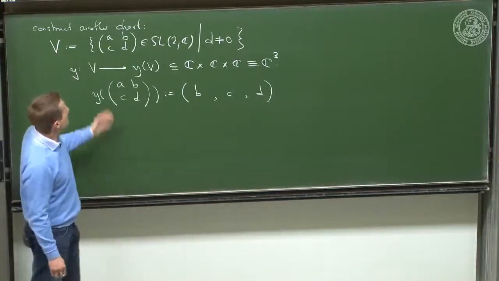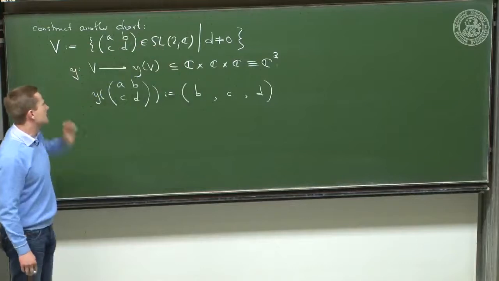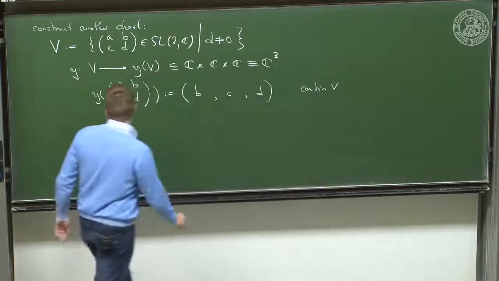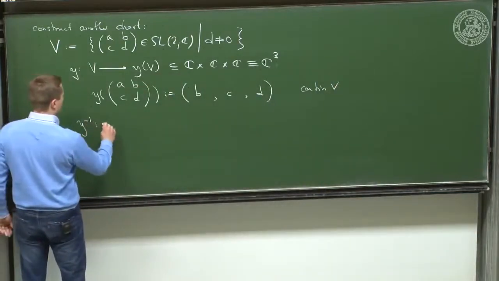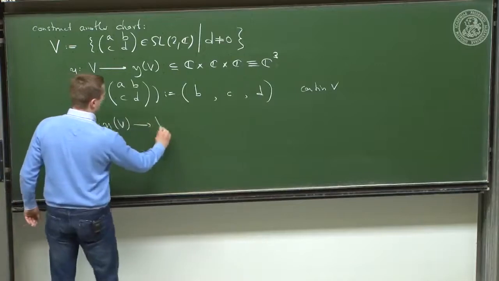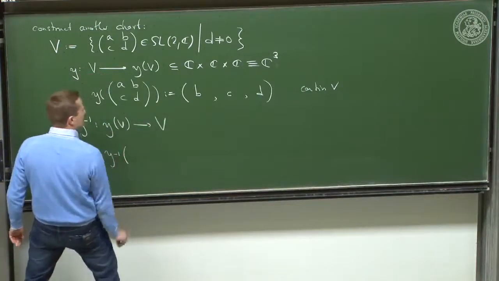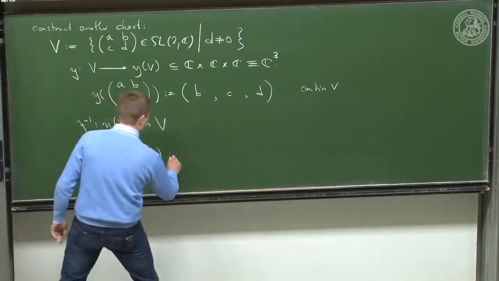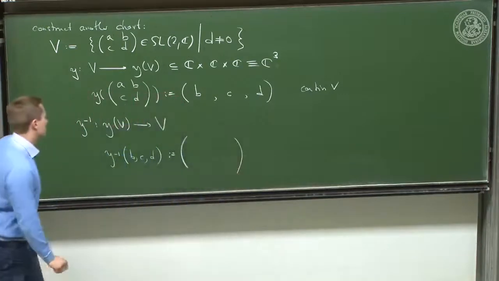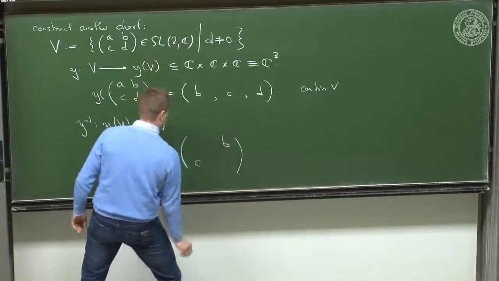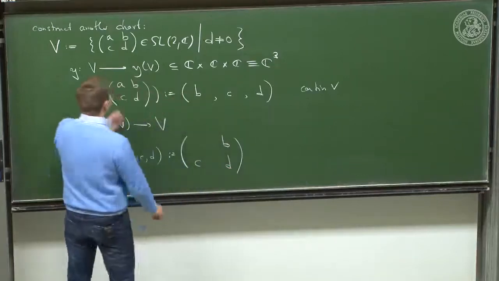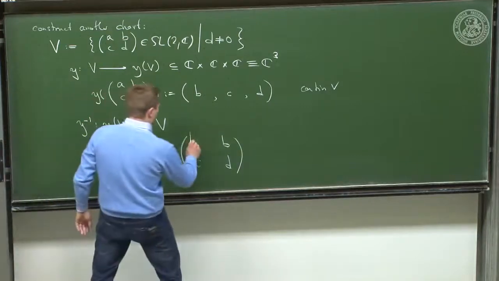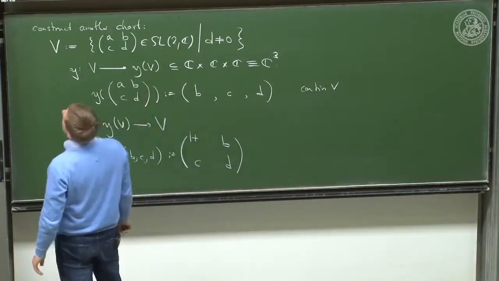It's again the same business. You check the pre-images of open sets are open and so on. You check this is continuous. And you construct the inverse, y inverse from y of v back to v, y inverse now eating B, C, D. It eats these three complex coordinates, and it reconstructs this element of SL2C, B, C, D, but now you have to reconstruct the A that looks very similar. It's 1 plus BC by D.